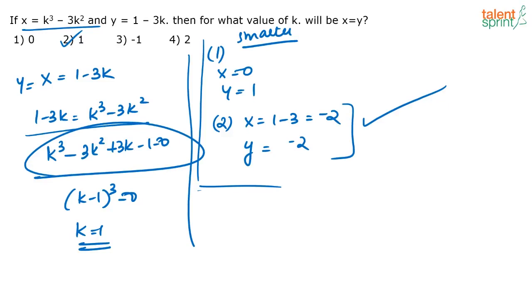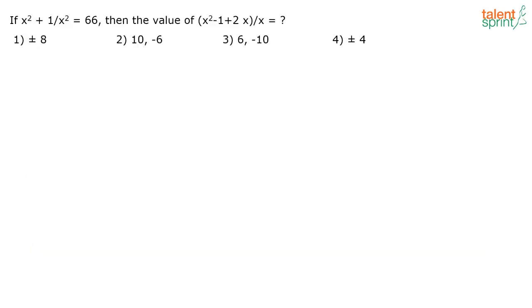Just check with the options, put in the values, different values for k and check. Correct answer is option 2. Don't waste time by doing this method, okay? Do it this way in the examination. Next. So what is given here?